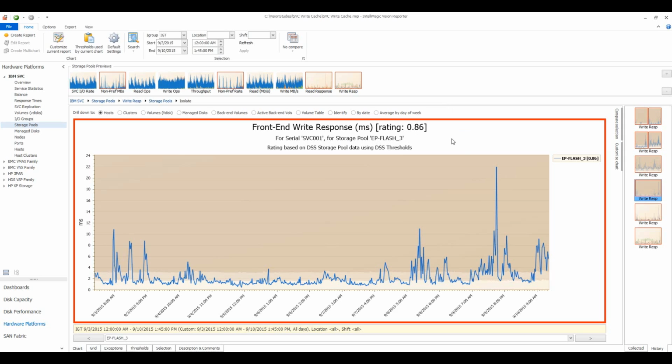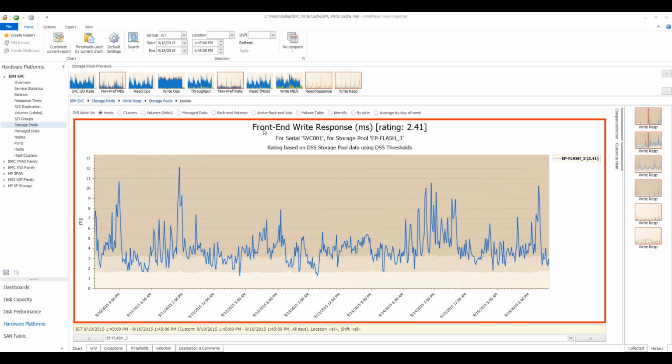In this case, we see that the write response time is not good. In fact, the rating is 0.86, which indicates that the write response time is posing a significant risk to the health of the environment. In an effort to improve the write response time, we decided to disable the write cache for the storage pool. Now let's take a look at the write response time with the write cache disabled.